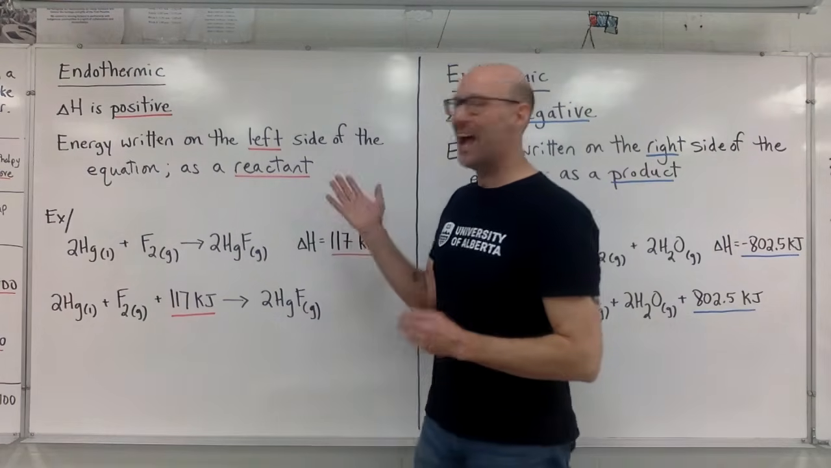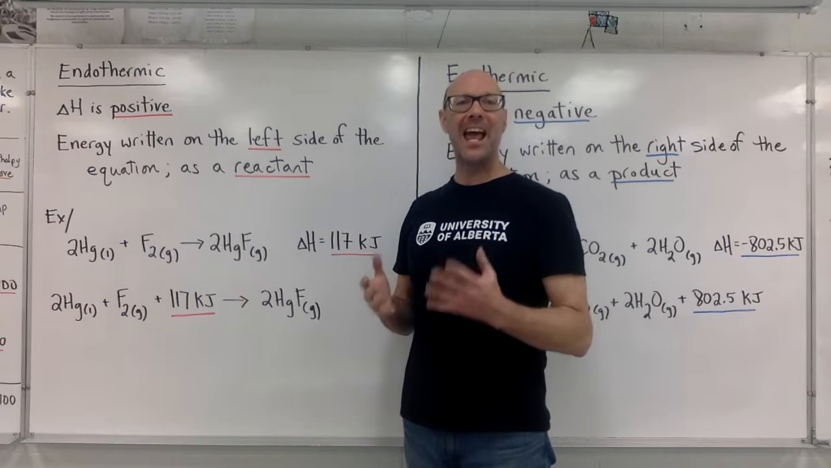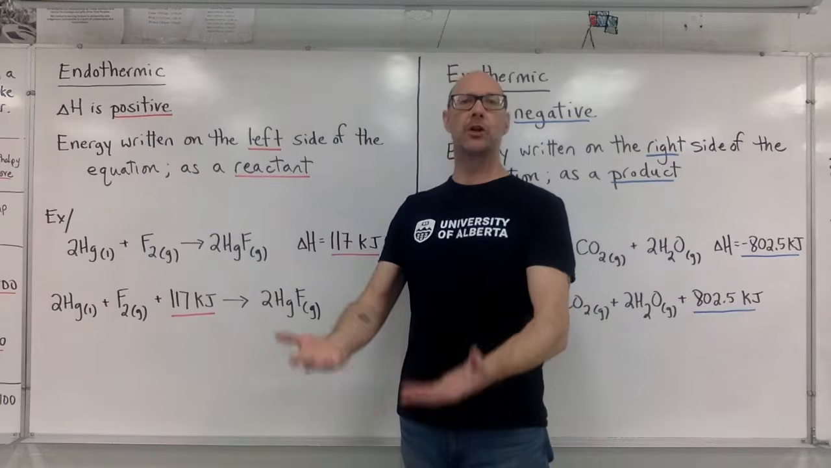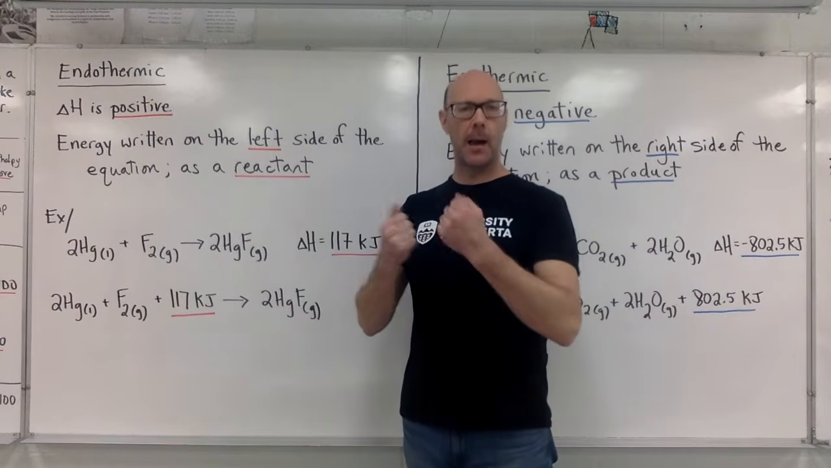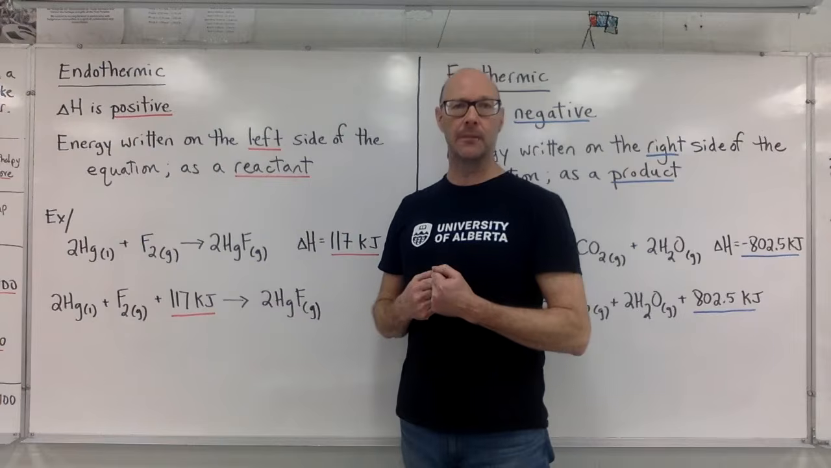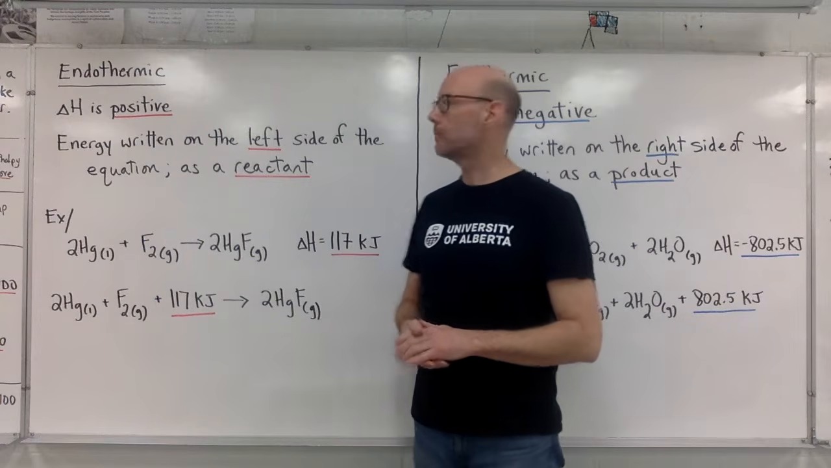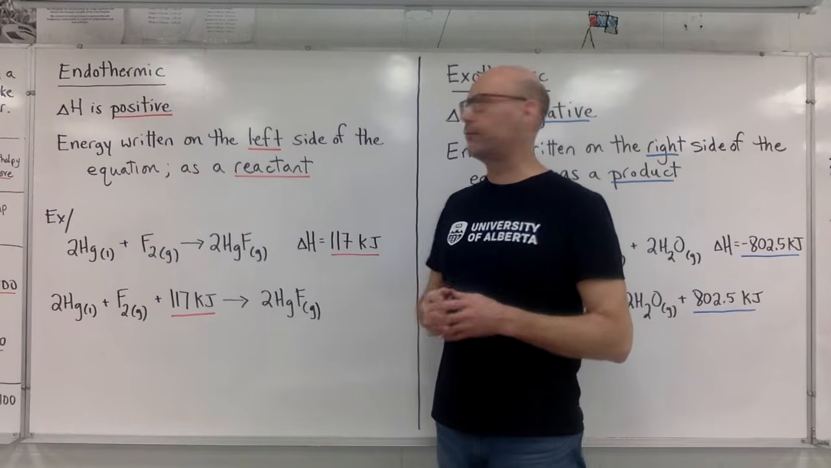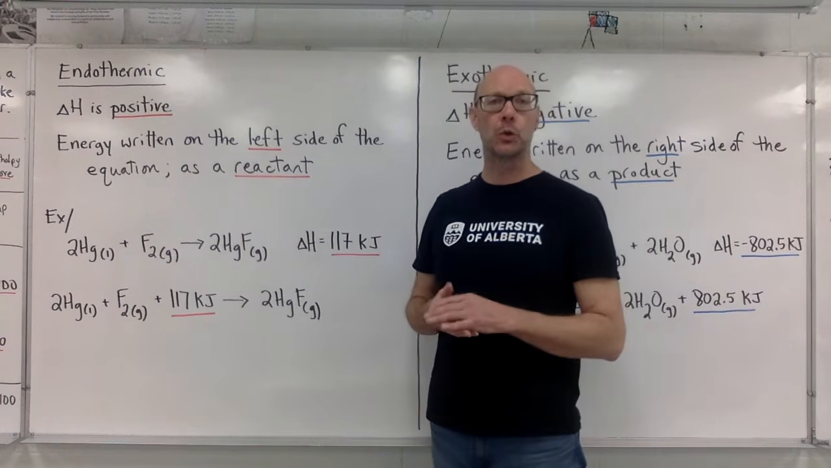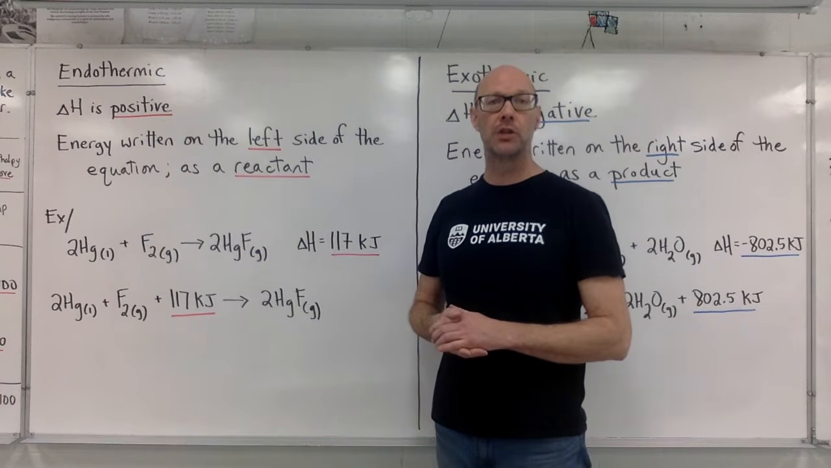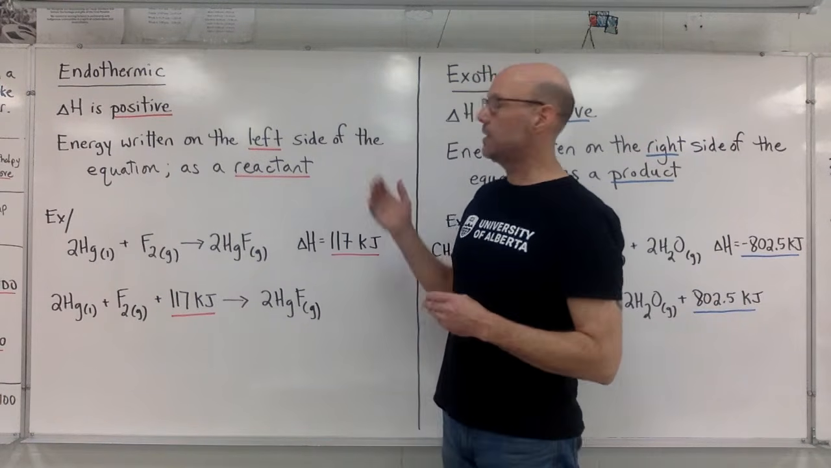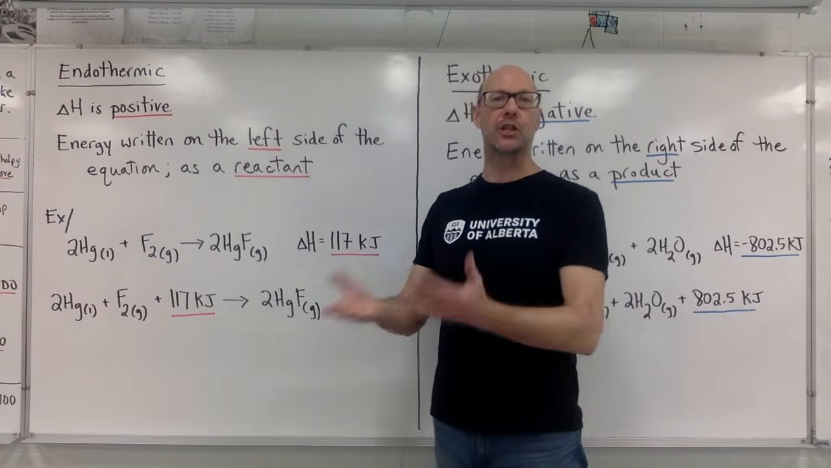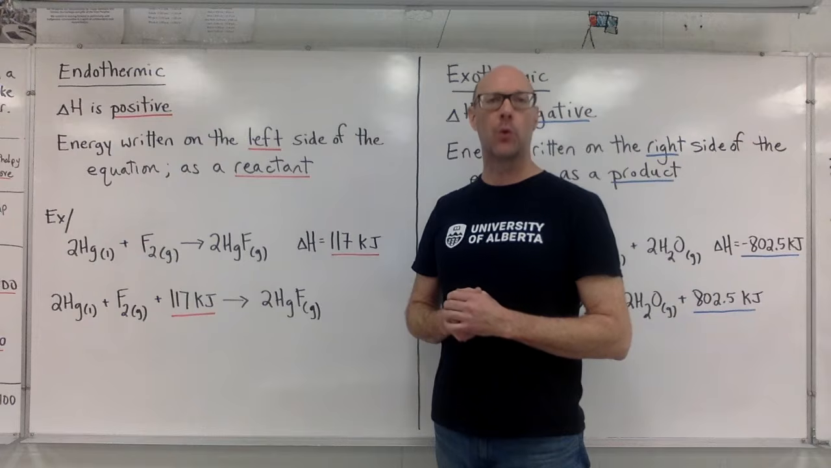Let's start with endothermic. In an endothermic reaction, the delta H is positive. Energy was gained, energy was absorbed, energy was taken in. It was endothermic. If we're going to write the energy in the reaction itself, we're going to put those kilojoules on the left-hand side of the reaction before the arrow, like the energy was a reactant. Energy is going into the reaction. It's a gain, it's endothermic.